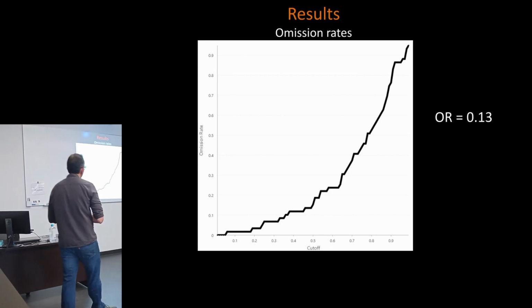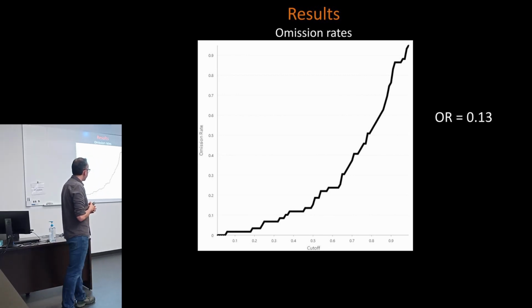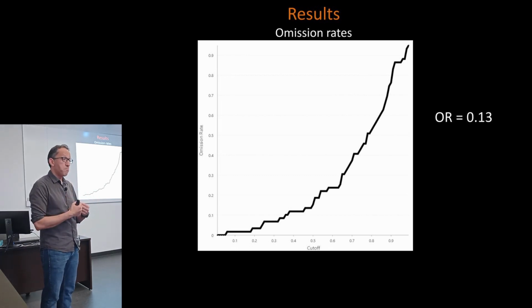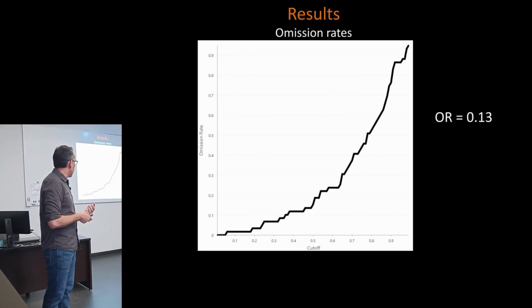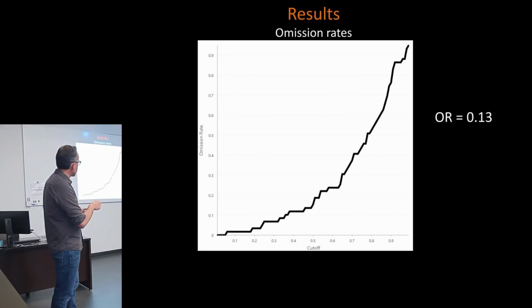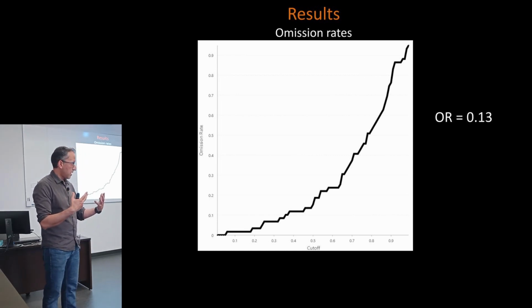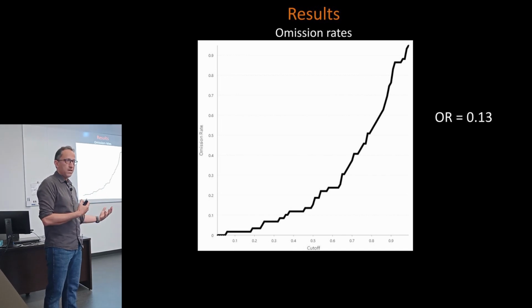Well, this is another way of evaluating the performance, by looking at the omission rates. The omission rate is how many pixels, how many presence observations, were misclassified by the model, right? In this case, we have an omission rate of 0.13. That means 13% of the presence observations were misclassified. So that gives you a sense of the error, right? 13% error in this type of estimation.